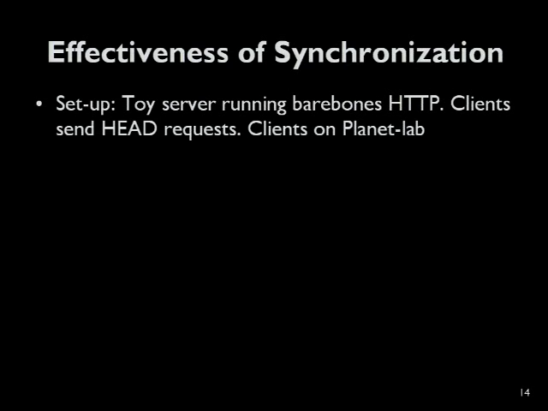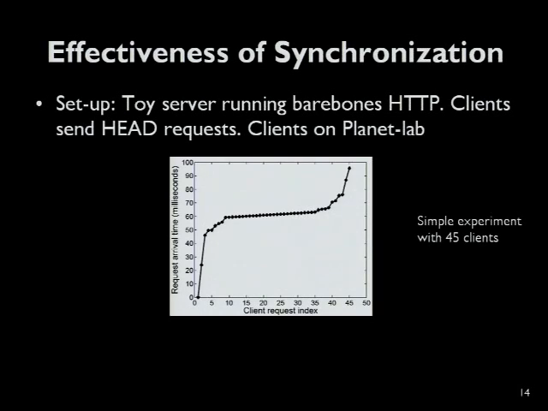So the first test we did was to understand how effective our synchronization was in the presence of wide area delays. We set up a toy server at the University of Wisconsin, which was basically running a bare bones HTTP server, returning a blank page. Our clients were running on PlanetLab, and they sent a simple request to the server. And this graph plots the arrival times of the clients as observed at the server. The x-axis is the clients that we scheduled, about 45 of them, and the y-axis is the relative arrival time of the clients.